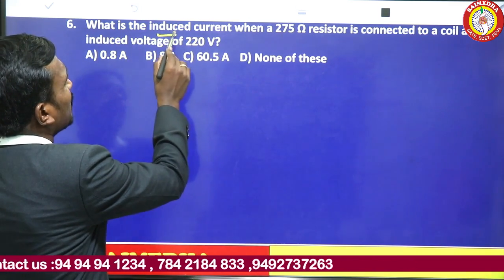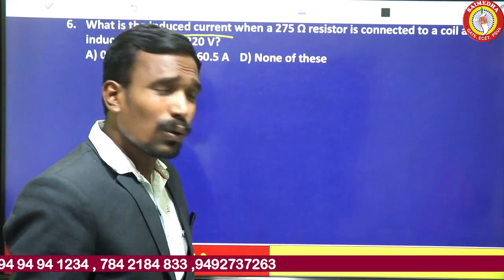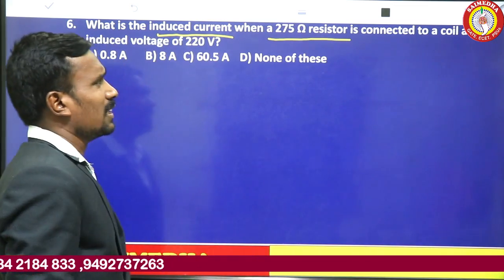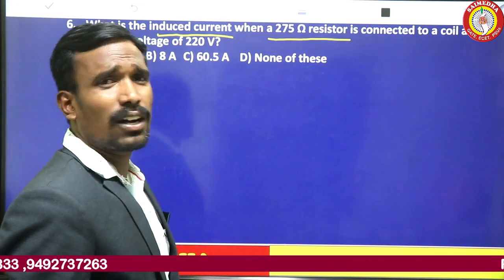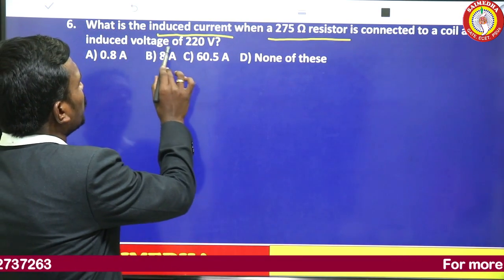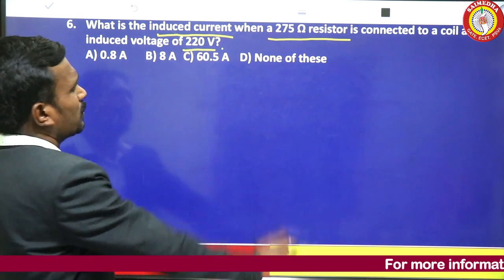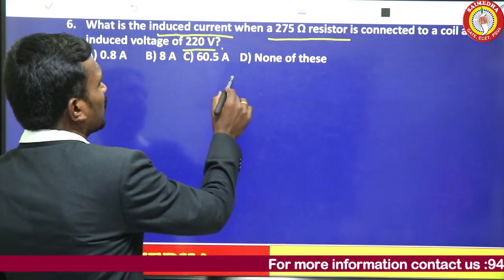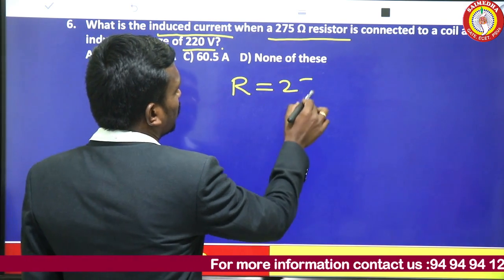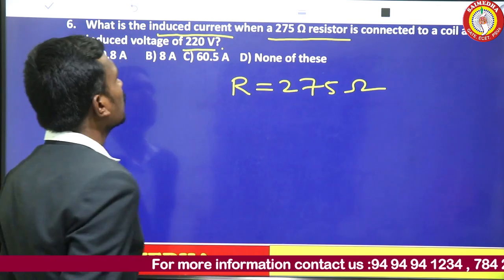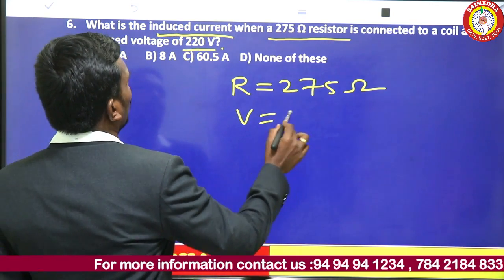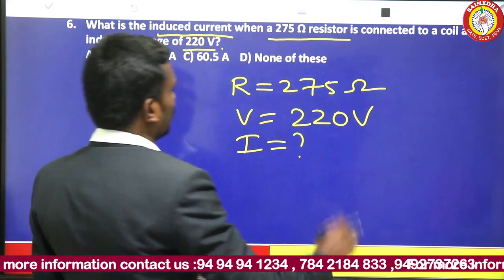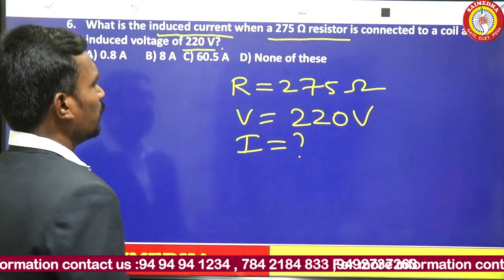What is the induced current when a 275 ohm resistor is connected to a coil with an induced voltage of 220 volts? What is given? Resistance of 275 ohms and induced voltage of 220 volts. What is the current they are asking? Let's find the current.